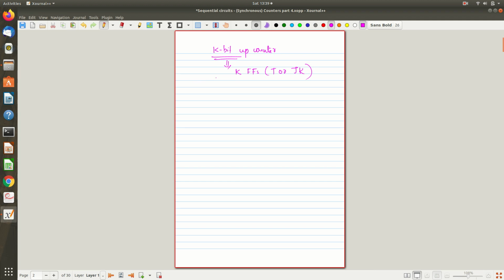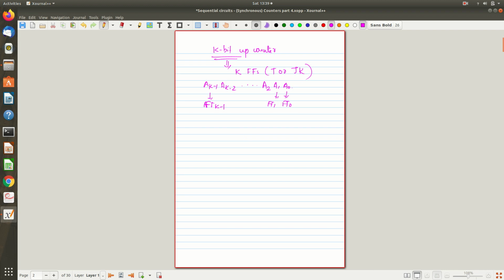Let the bits be A k minus 1, A k minus 2, etc., A2, A1, A0. So these are all the bits. Each bit's change is determined by the corresponding flip-flop. The transition of A0 is determined by flip-flop 0, A1 by flip-flop 1, etc., and the kth bit will be determined by flip-flop k minus 1. So this is the basic idea.